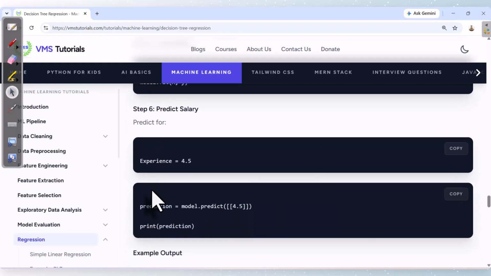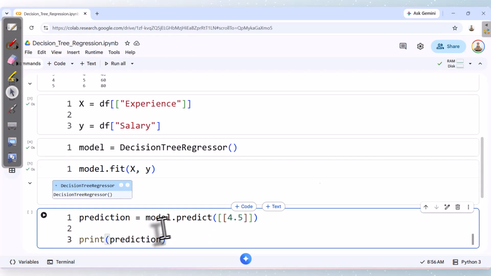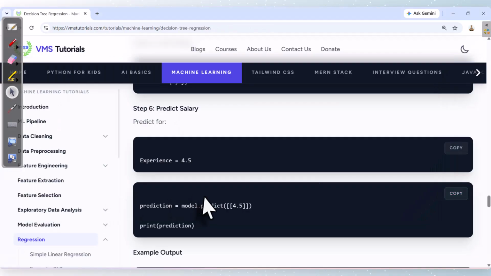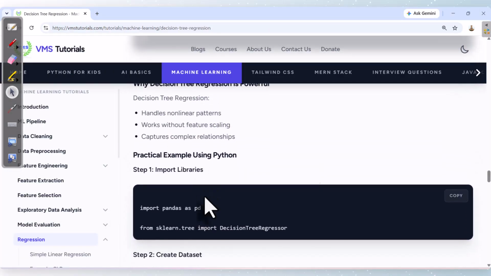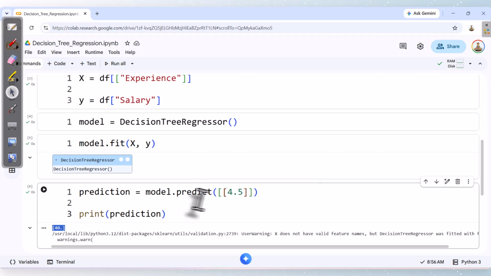Directly I will take one sample for prediction on the test data, using model.predict. Please predict the salary for experience 4.5. That will be stored in prediction, and I am printing the prediction here. The salary will be 40. So you can see that for experience 4.5, the salary it is going to predict is 40.